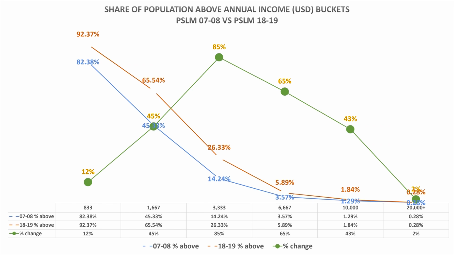So here we've got three plots, three lines, three curves. The first, the blue line that you see here, represents the contribution, the proportion of the population that was in a given bucket.